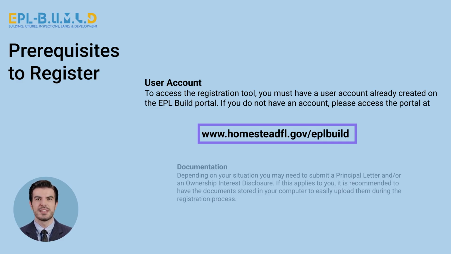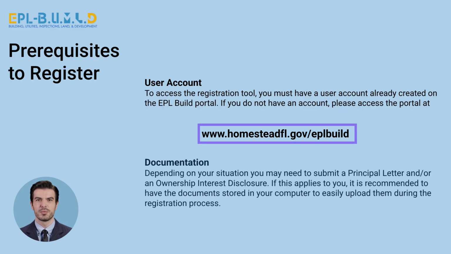The next item is the additional documentation. Depending on your situation, you may need to submit a principal letter and/or an ownership interest disclosure. If this applies to you, it is recommended to have these documents stored in your computer to easily upload them during the registration process. This concludes the prerequisites.